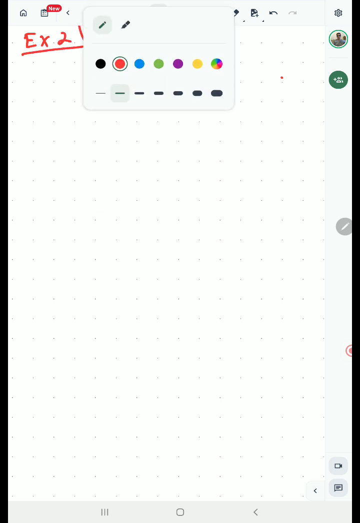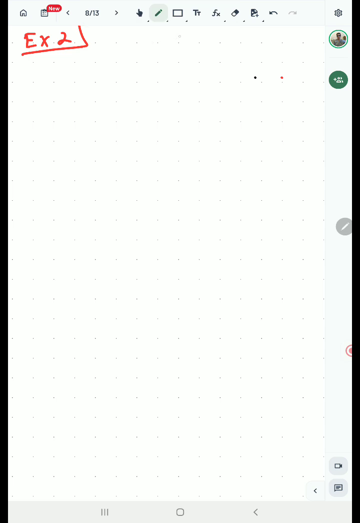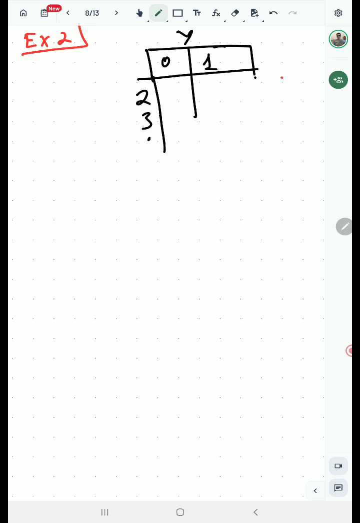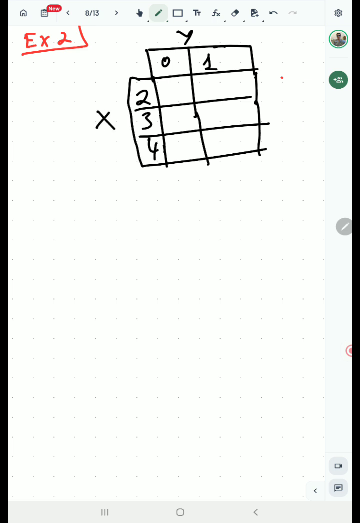So we have y, which takes two values, 0 and 1. And then we have x, which takes 2, 3, and 4, right? Okay. So this is x.